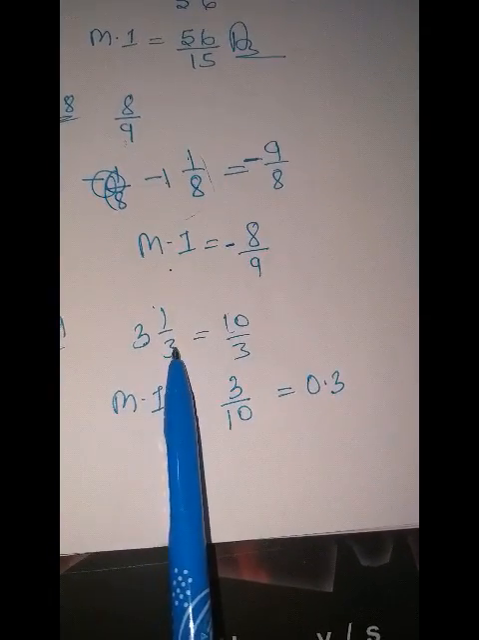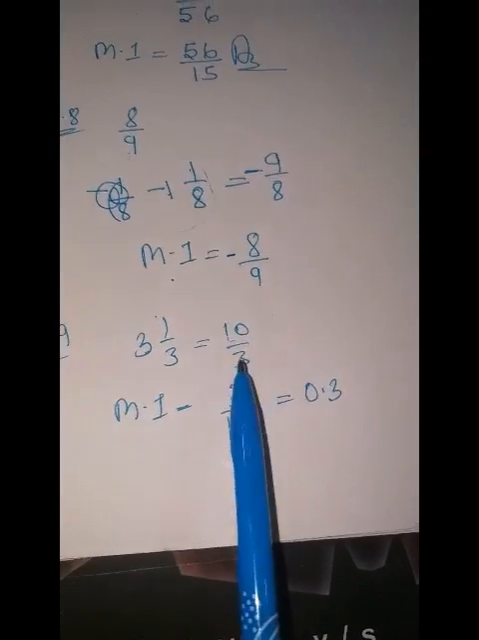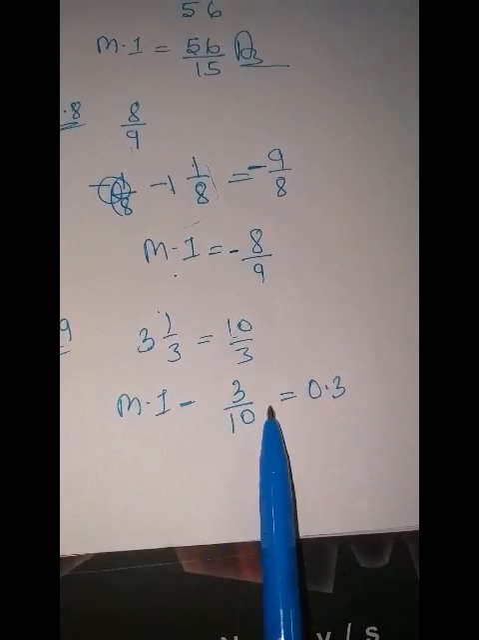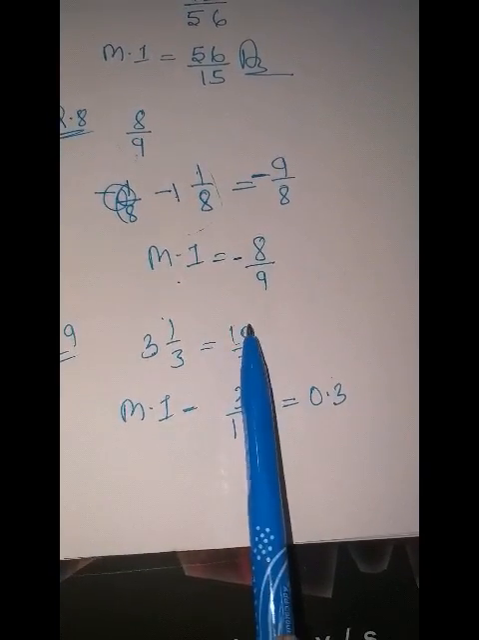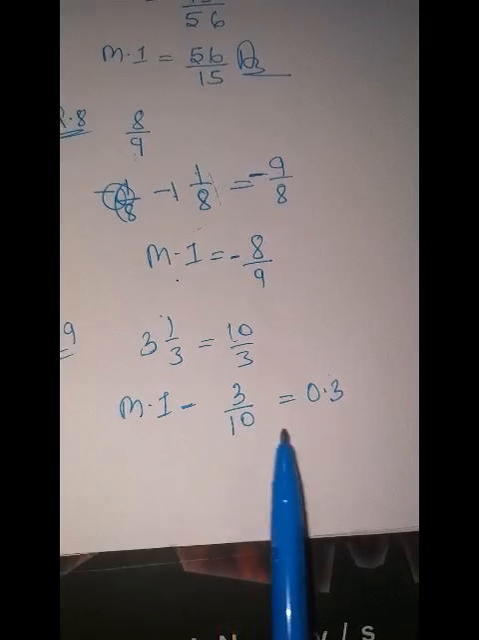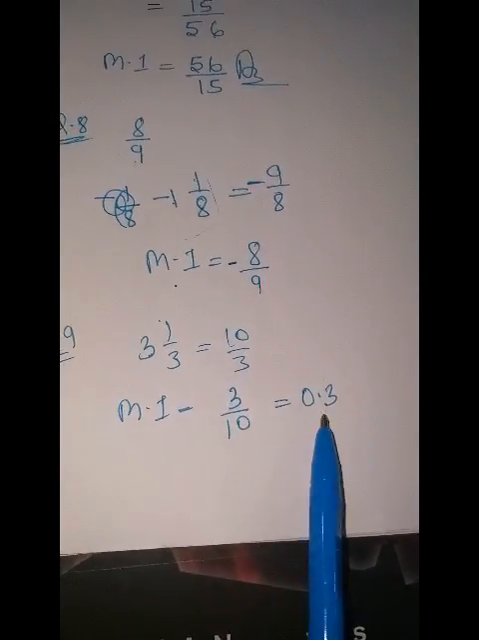क्योंकि जब हम इस मिक्स फ्रैक्शन को पहले इम्प्रॉपर फ्रैक्शन में हमने चेंज किया, we got 10/3. Then we find out the reciprocal of this. Multiplicative inverse means reciprocal. The reciprocal of 10/3 is 3/10. And if we divide this 3/10, we will get 0.3.